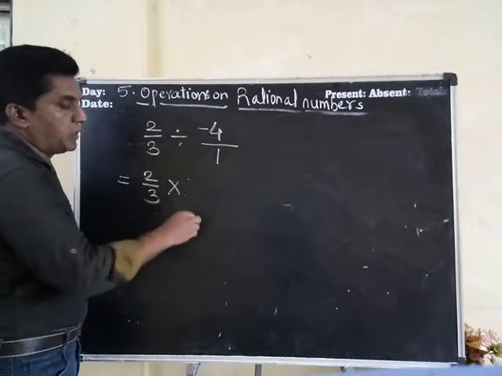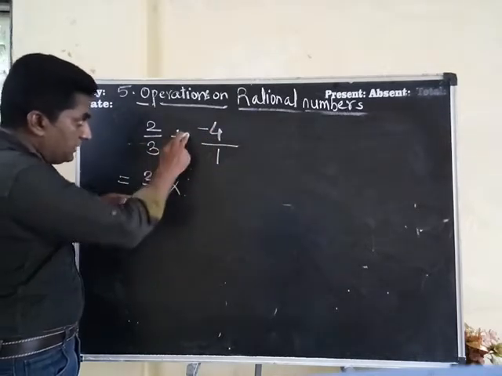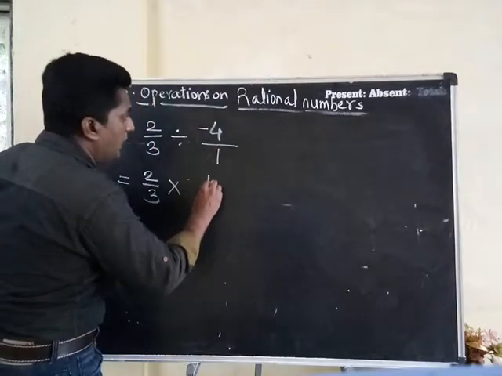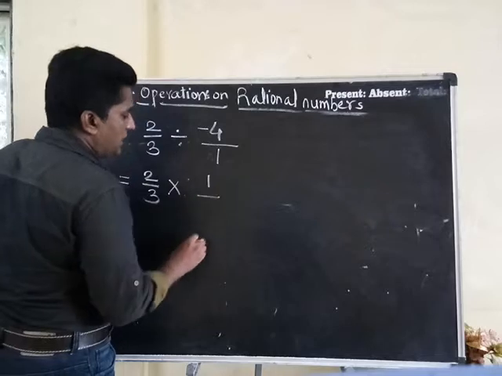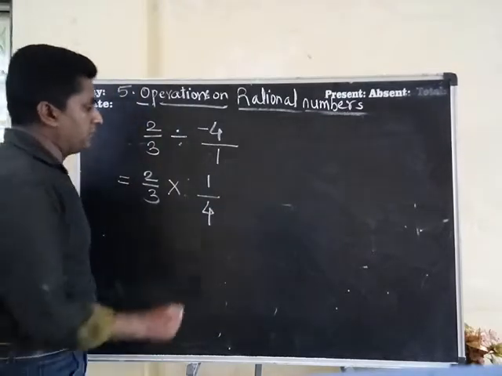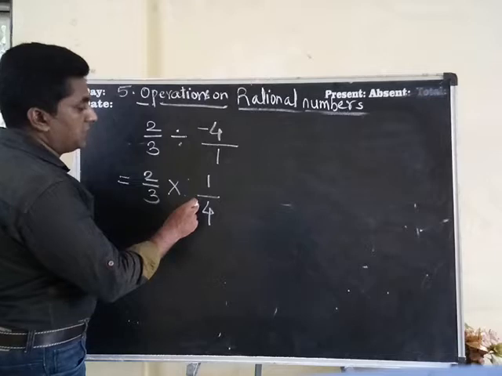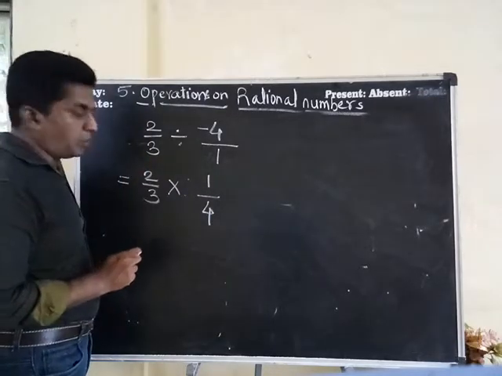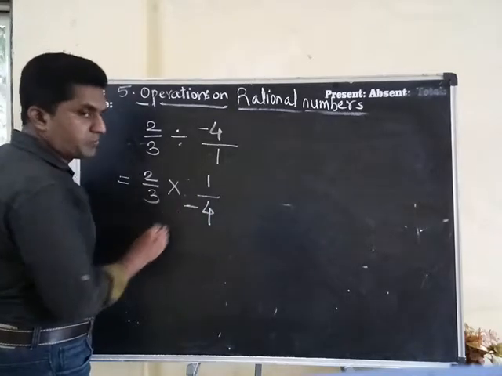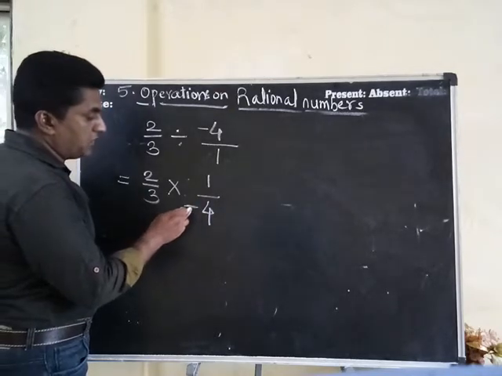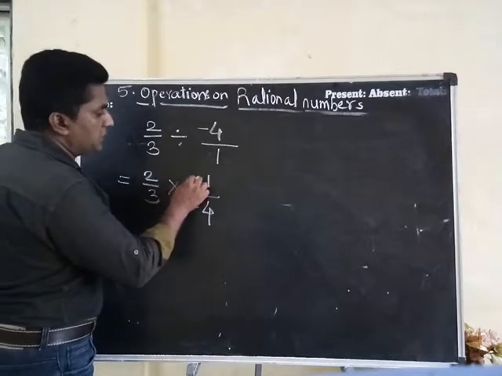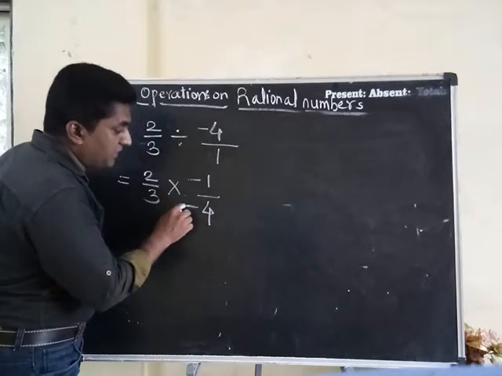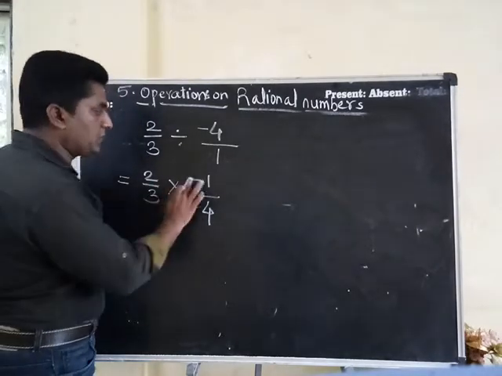Now see, minus 4 upon 1. Then 2 upon 3, division became multiplication, and the reciprocal of minus 4 upon 1 means 1 will come here and this 4 will come here. Now remember, there are 2 ways when minus 4 is there. Some children take minus 4 here, and some keep it there. You can keep it either place, but remember that minus never comes in the denominator. Mostly it never comes, but we are showing it.